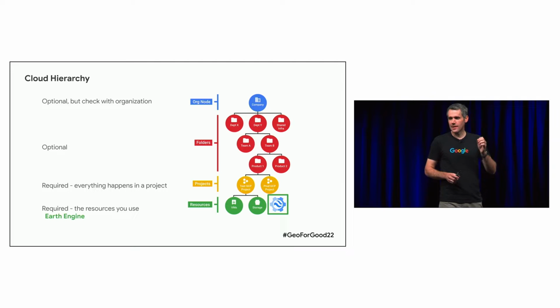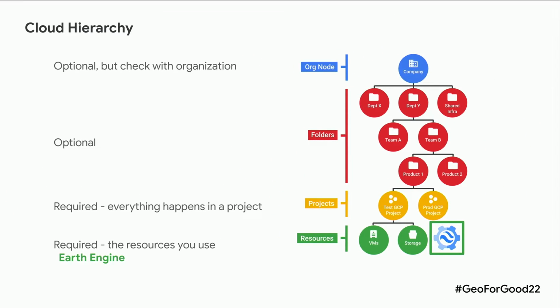Everything in cloud starts at an organizational level. That organizational level can be optional. The organization can be you, is what I'm saying. But if you are part of an organization that uses Google Cloud, you might want to check with your organization first to make sure that you are able to create a Google Cloud project. In particular, universities and other organizations don't like their students creating Google Cloud projects without them knowing about it. The next level down is folders, which can represent different labs, different departments, or different organizations within your commercial entity.